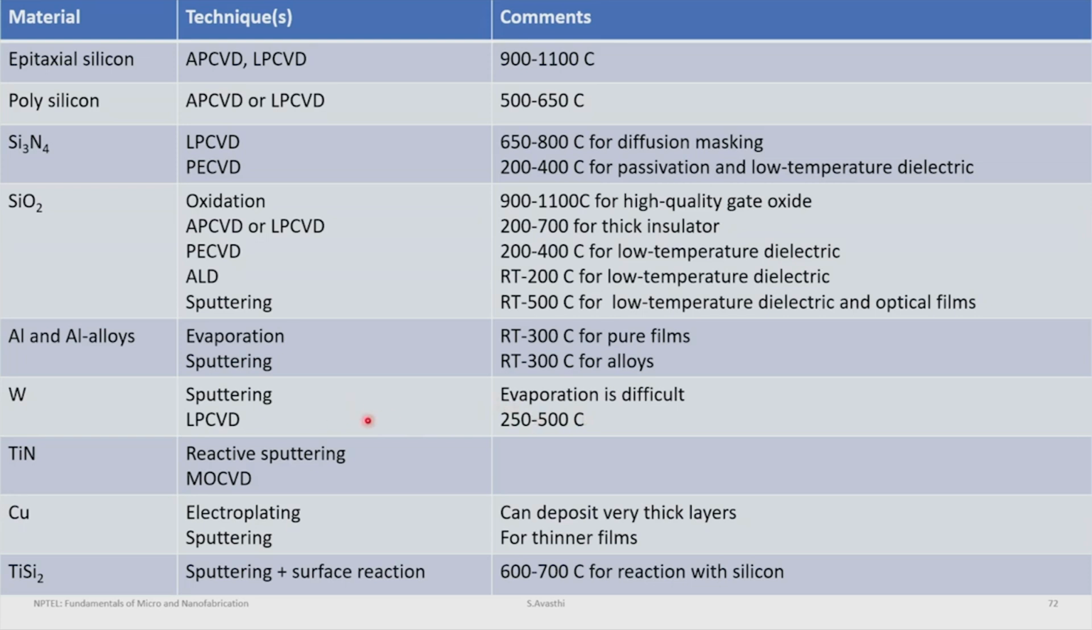The issue would be that CVD would require slightly higher temperatures. If you want a cladding layer or a barrier layer, titanium nitride is a good option. You can do it with reactive sputtering. You can also do it with MOCVD.